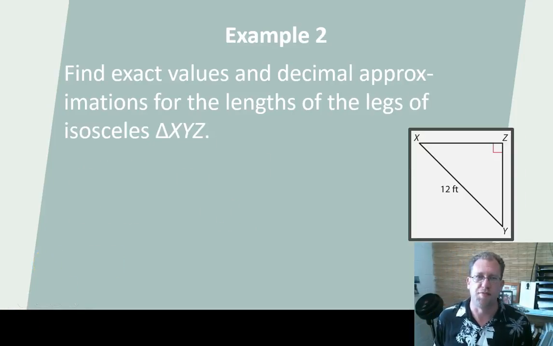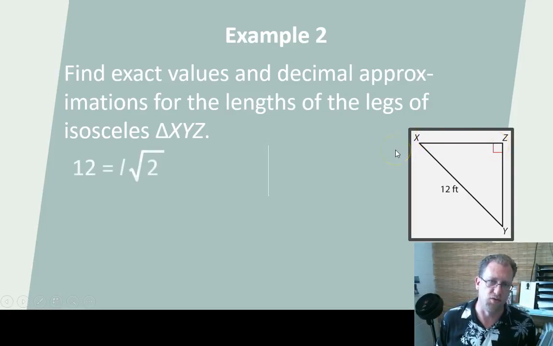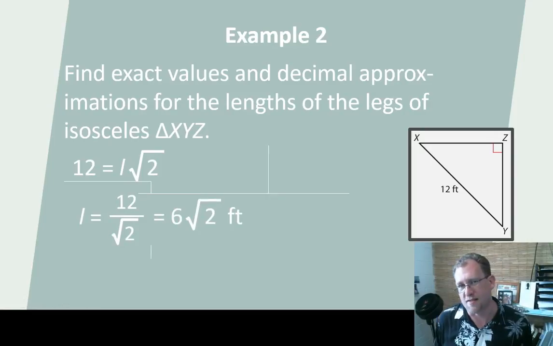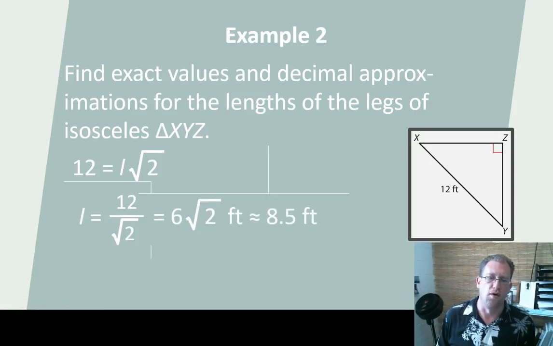And you can do that exact same thing backwards, where if you have 12 feet here, this is the side length times radical 2. So how do you get to the side length from the hypotenuse? Well, you divide by radical 2. So the side length here will be 12 divided by radical 2, 12 over radical 2. And you can punch that into your calculator and discover that that would be 6 radical 2 feet, or about 8.5 feet. All right, let's move on.